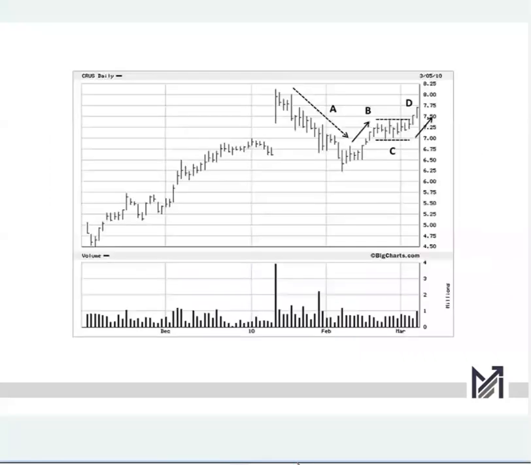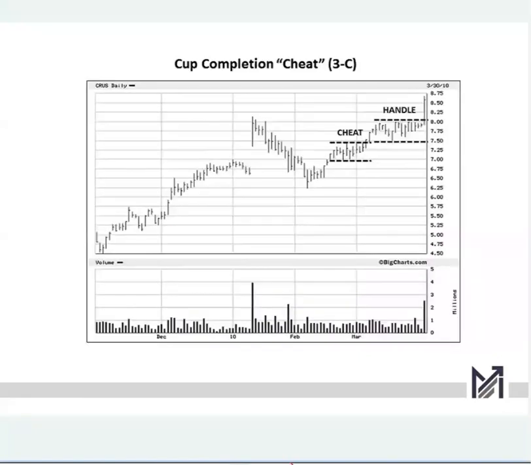Now, again, like we have here, this is the cheat area, right? You can get a handle now that will form. So let's say you missed the cheat area. Well, does that mean that you don't buy the handle? No, you buy the handle. Now, the stock's improving. The fact that it's setting up at a higher price is a good thing, not a bad thing.